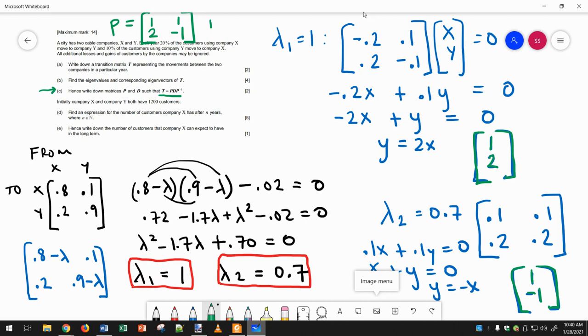D, it tells you this in the formula booklet as well. It's the diagonal matrix of eigenvalues. So 1 goes in there, and 0.7 goes on the other diagonal, and then these other entries must be zeros always. So that's how you write D.